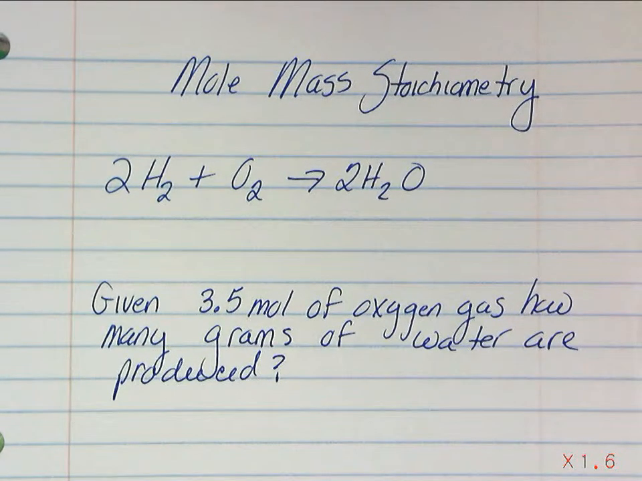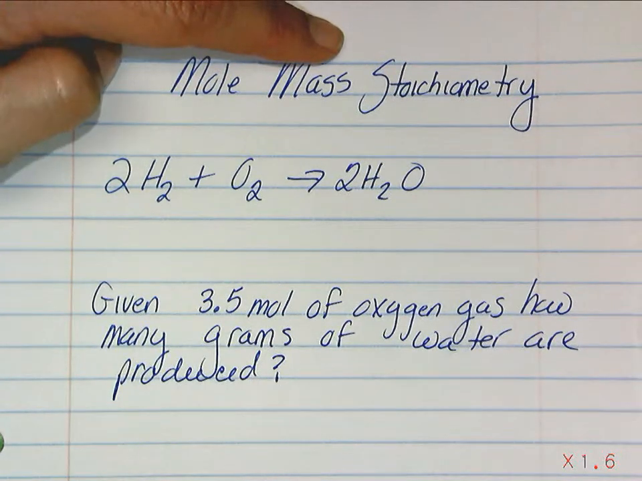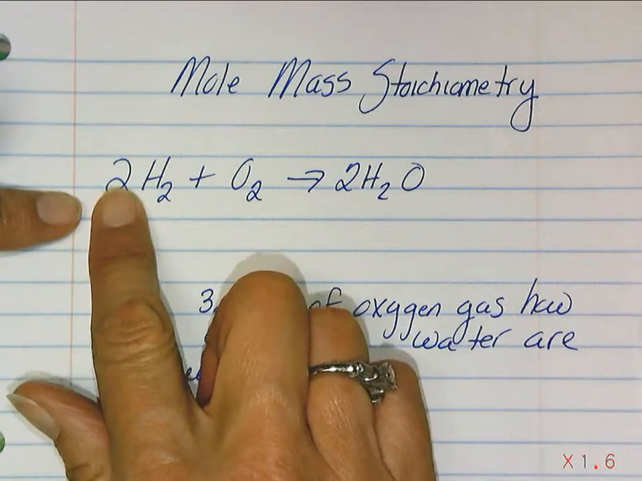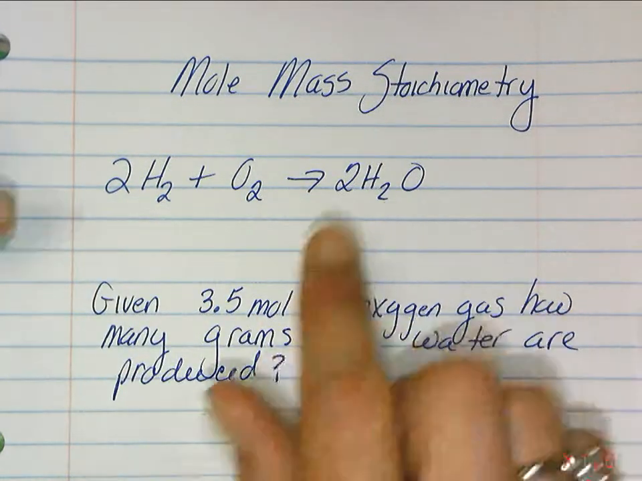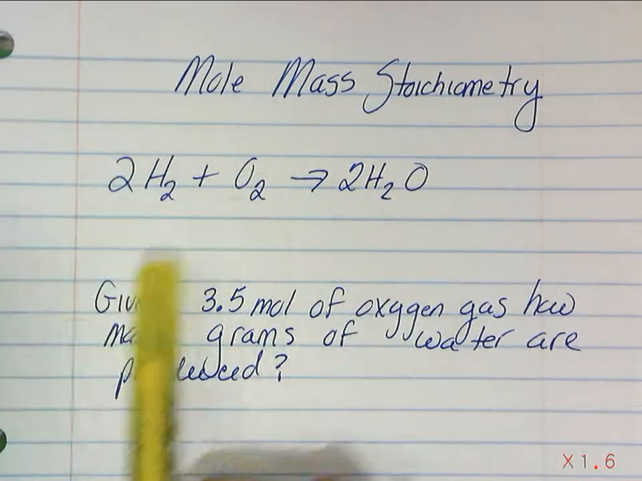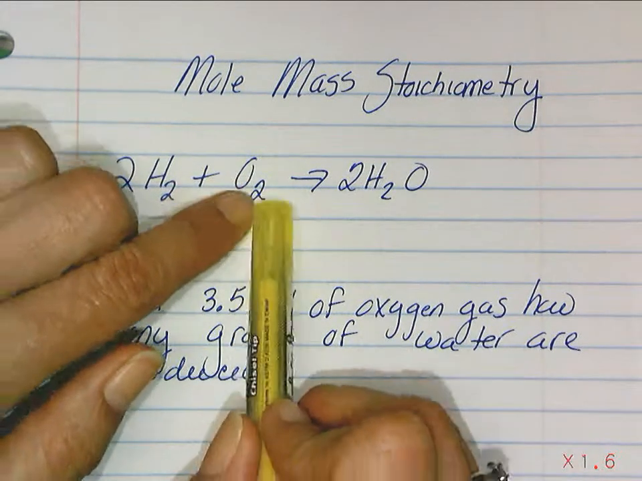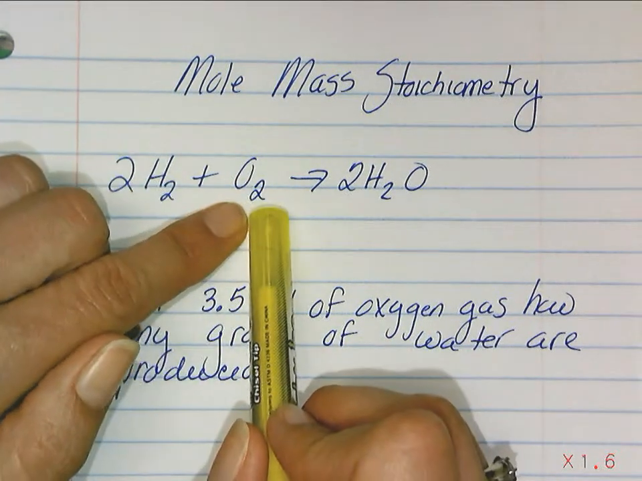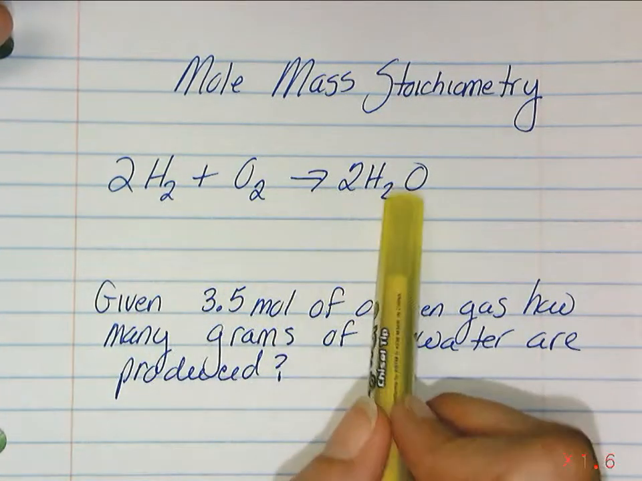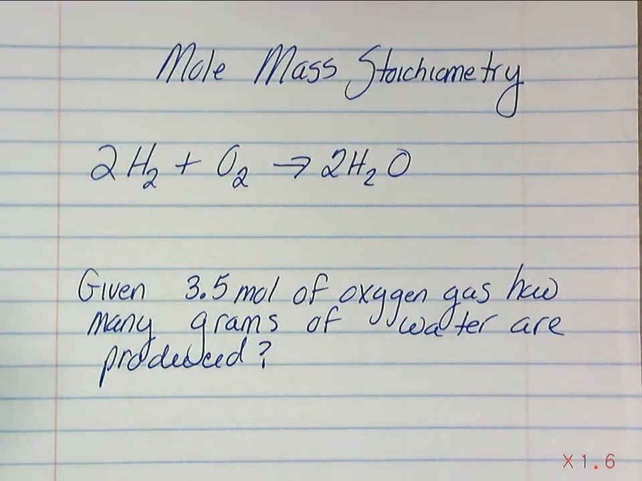Okay, the second problem we learned how to do was a mole mass stoichiometry problem, where you were given moles of one of these and you're asked to find the grams of one of the other. Now, I didn't mention this in the last video, but I could ask you about any two combinations. I could ask you about hydrogen and water, I could ask you about oxygen and hydrogen, and I can also ask you about oxygen and water. It doesn't really matter. It doesn't have to be a reactant and a product. It's just a coincidence that both of these problems that I've gone over have been.